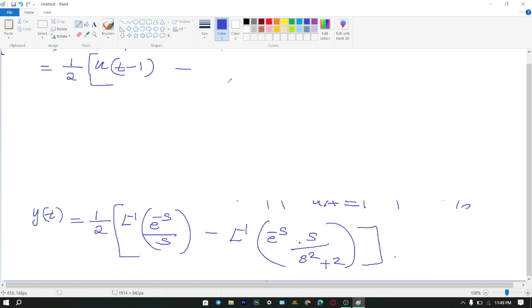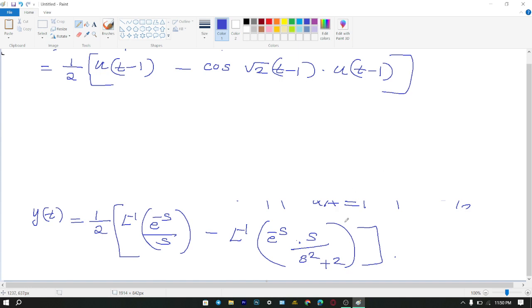So we have s by s square plus root 2 square, that function is related to our cos. Then here e raised to minus as into f of s, so the corollary to the second shifting theorem gives f of t minus 1 into u of t minus 1. Now our f is the cos function. So we have cos root 2 into t minus 1, into u of t minus 1.